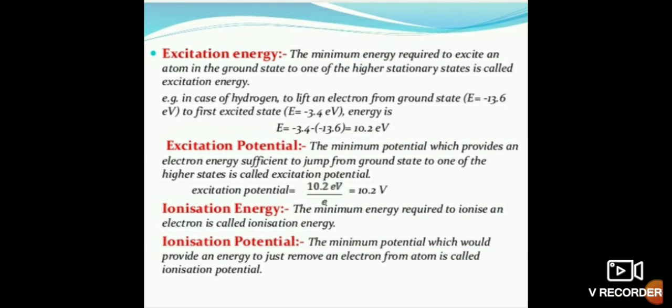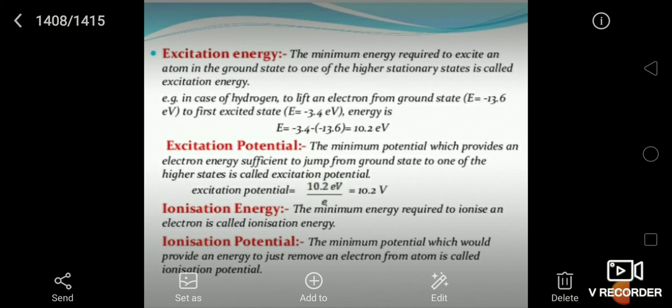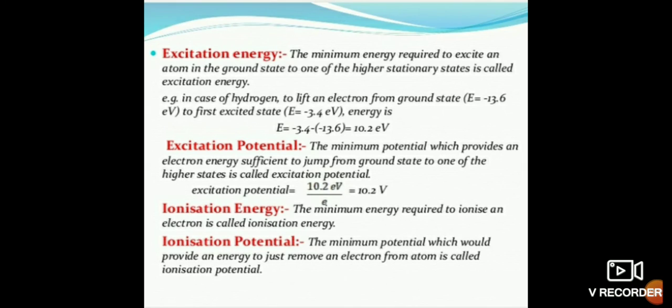Excitation energy. The minimum energy required to excite an atom in the ground state to one of the higher stationary states is called excitation energy. Example, in case of hydrogen, to lift an electron from ground state to first excited state, energy is E equal to minus 3.4 minus of minus 13.6 equal to 10.2 electron volt. Excitation potential. The minimum potential which provides an electron energy sufficient to jump from ground state to one of the higher states is called excitation potential. Excitation potential is equal to 10.2 volt.